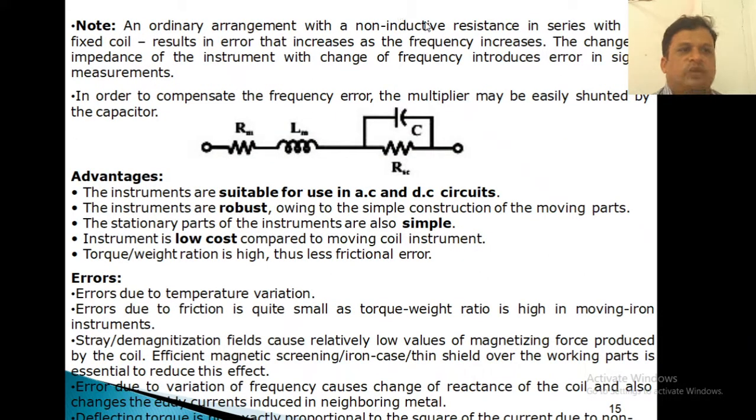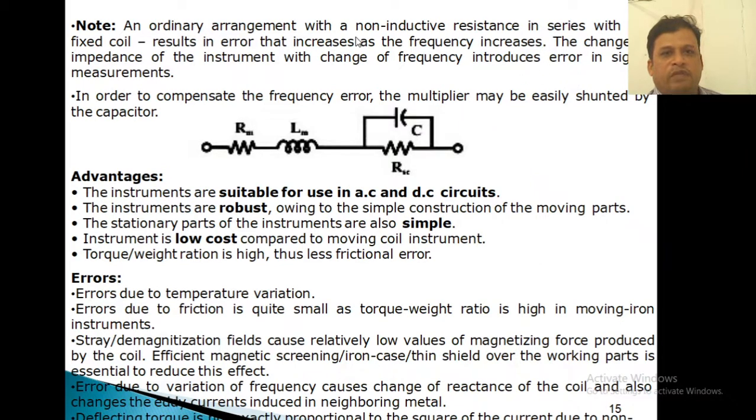So now we can see the advantages. In order to compensate the frequency error, the multiplier may be easily shunted by a capacitor. No doubt we are having errors in the instruments. Due to these coils in series and these shunts, the result is an error that increases as the frequency increases, because we are talking about AC supply. The change of impedance of the instrument with the change of frequency introduces error in the signal.